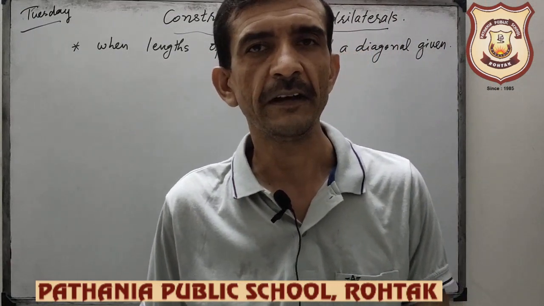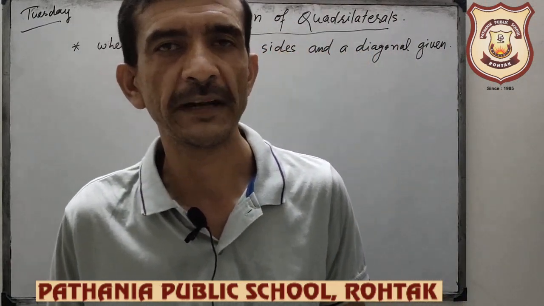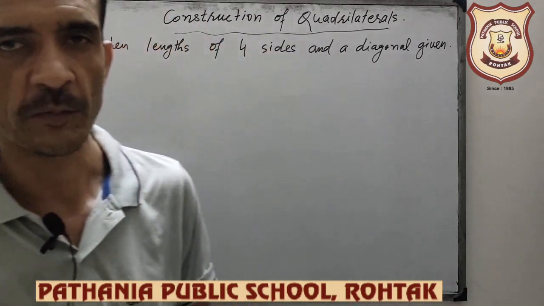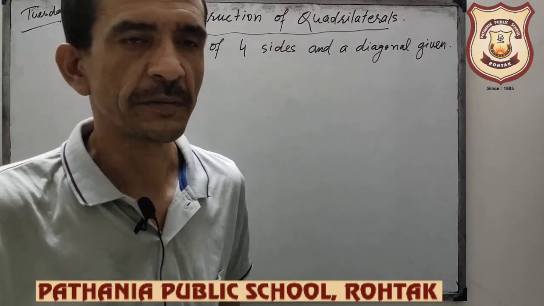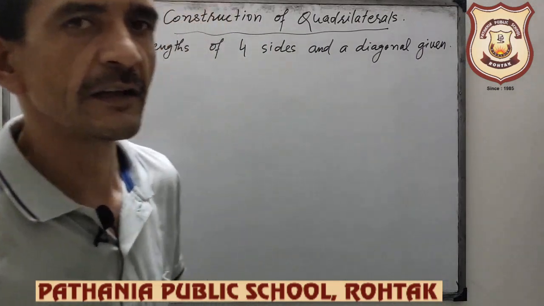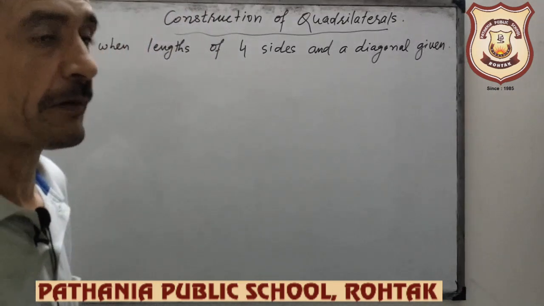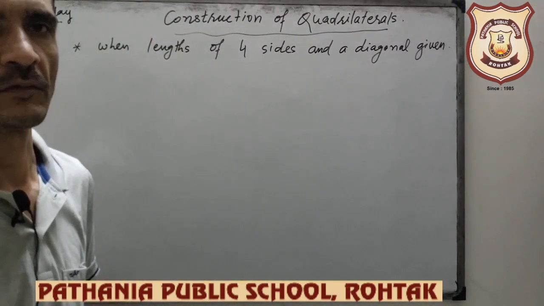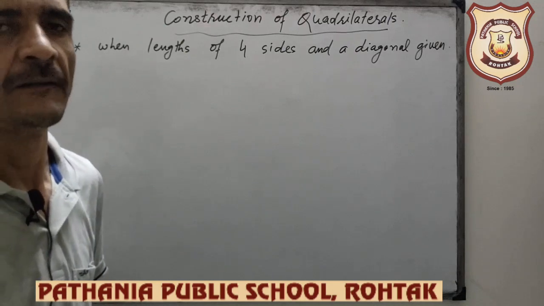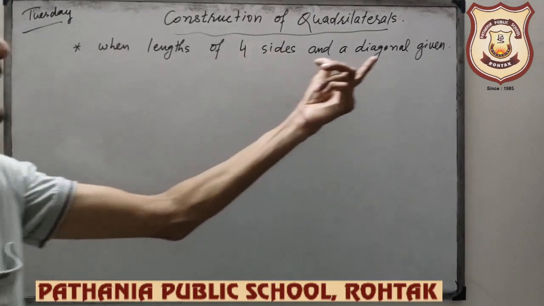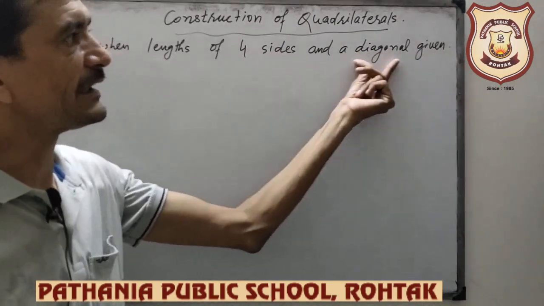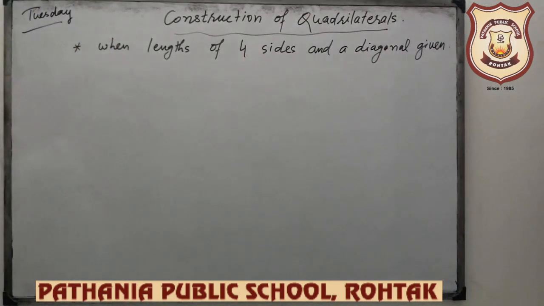We have completed chapter 5 and today I am going to start the practical geometry, exercise 4.1, in which we have to construct the quadrilateral as per given conditions. To construct any quadrilateral, we require 5 things, just like 4 sides and a diagonal. First of all, we are going to construct these types of quadrilateral. So listen carefully.